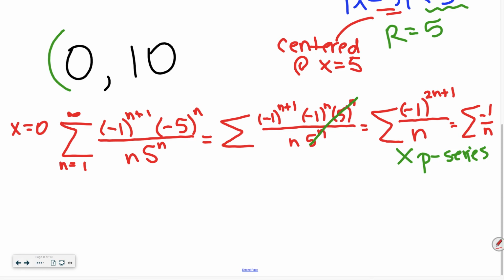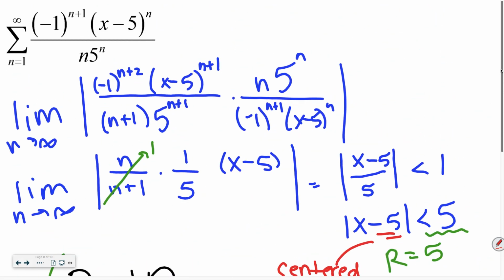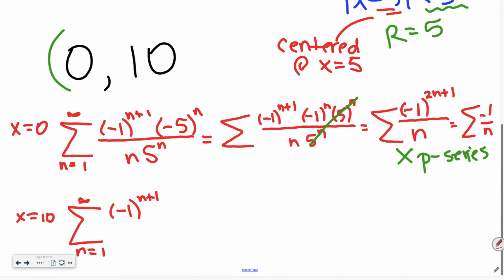So now x equals 10 is going to have a similar thing happen, because what is 10 minus 5? If we put 10 in for x, 10 minus 5 is 5. So that becomes 5 to the n. And those cancel. So we're okay.